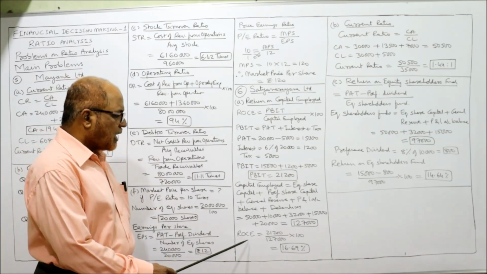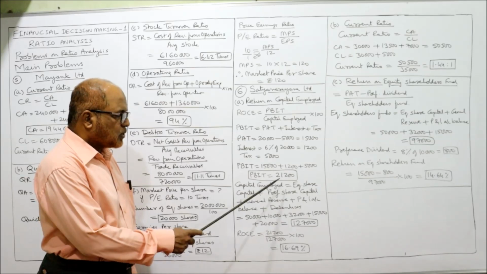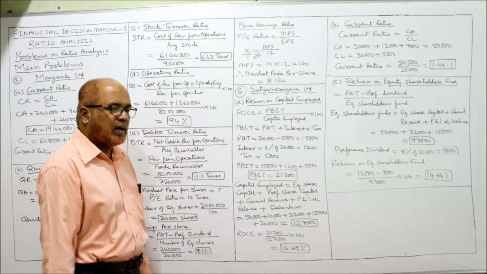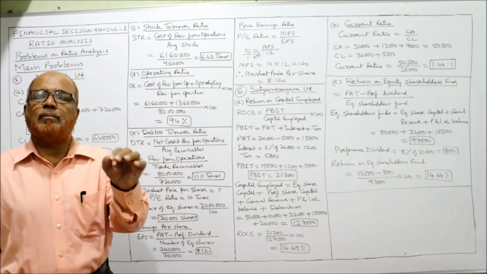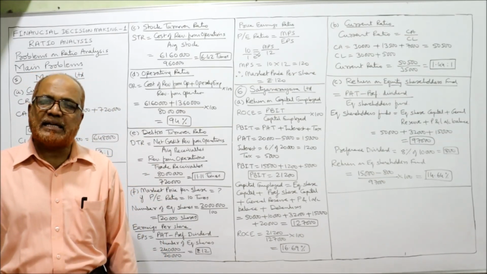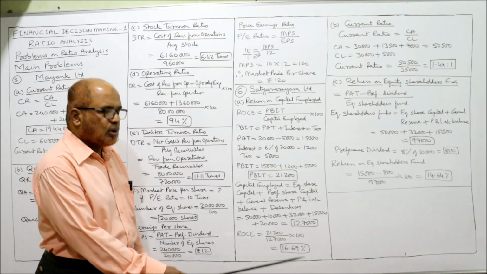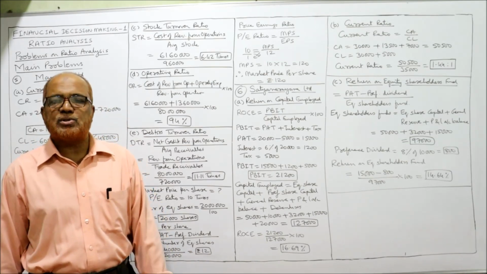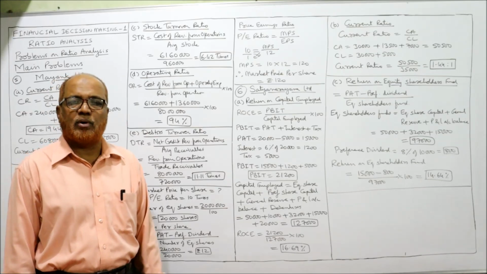Now we can substitute. ROCE is equal to PBIT 21,200 over capital employed 1,27,000 into 100, because it's a profitability ratio, so we need percentage, multiply by 100. So 16.69%, this is the ROCE, return on capital employed.